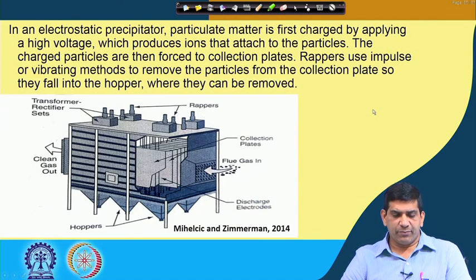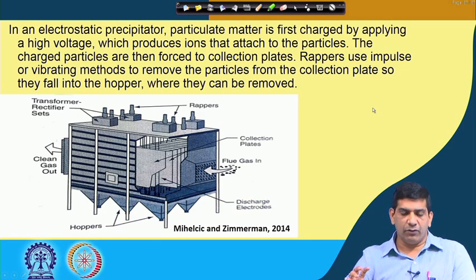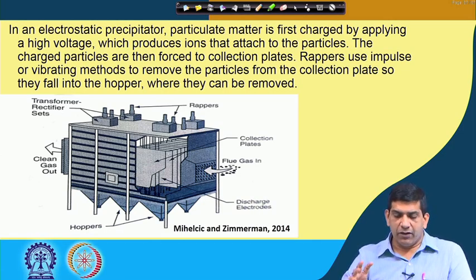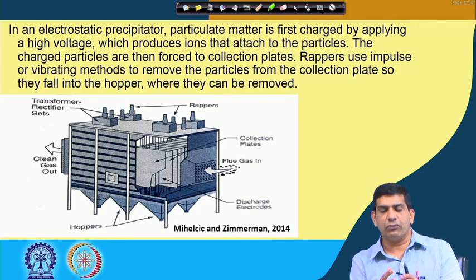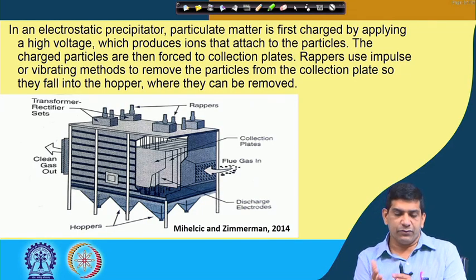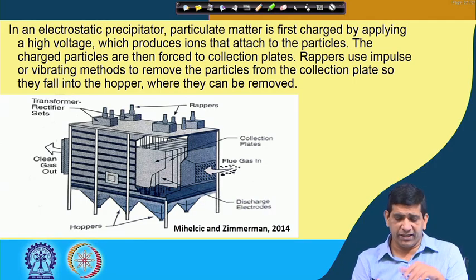ESPs, electrostatic precipitators: particulate matter is first charged by applying a high voltage, which produces ions that attach to the particles. The charged particles are then forced onto collection plates. Rappers use impulse or vibrating methods to remove the particles from the collection plate. They fall into the hopper where they can be removed.